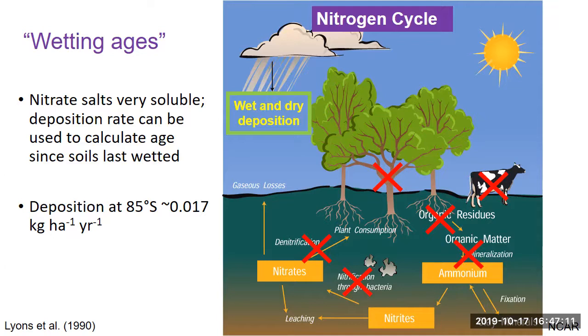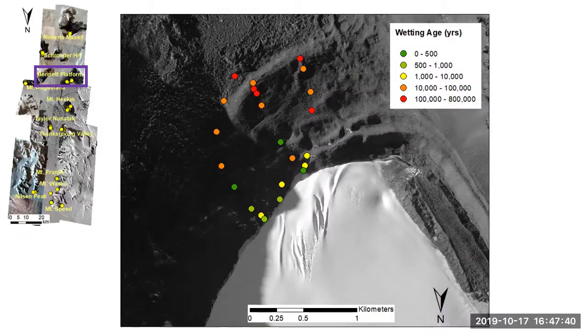We can look at the concentration of nitrate on the soil surface, and using the deposition rate that we can calculate from ice cores, we can start to estimate how long these soils have been exposed to the surface without water. Nitrogen salts are extremely soluble. Anytime there's any precipitation, it's going to wash away these salts and restart that clock. So looking at what the deposition rate is, we can start to calculate what these wetting ages are. Using those calculations, we can start to plot this spatially.